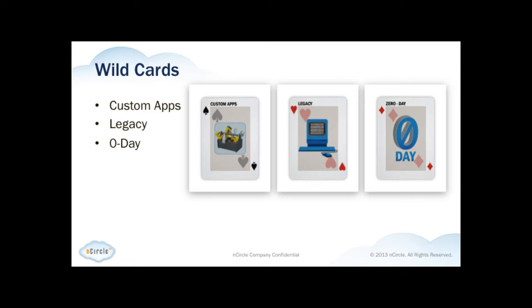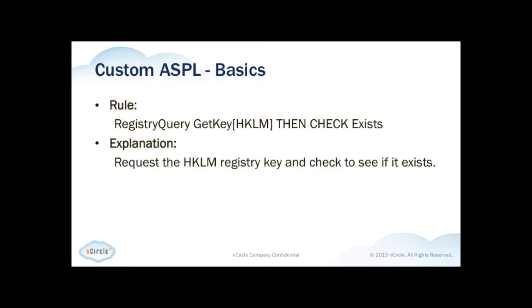And then you have 0 days that come out. A 0 day is basically a vulnerability that's being released and there's no patch for it. It happens, it hits the wild, people are using it, and there's no patch from your vendor, so what do you do at that point? Well, to combat that, we've released our custom ASPL. Within nCircle, this allows customers to write custom checks for their environment.